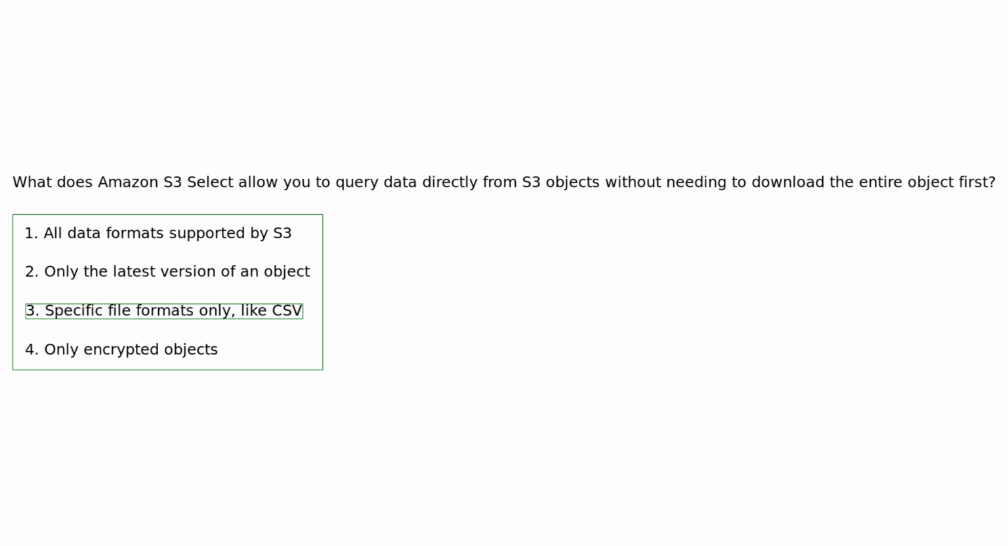S3 Select is a powerful feature that enables querying data stored in S3 objects in standard file formats like CSV, JSON, and Avro, without requiring a full object download.